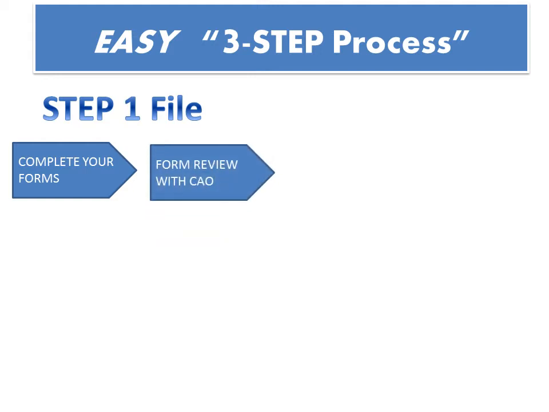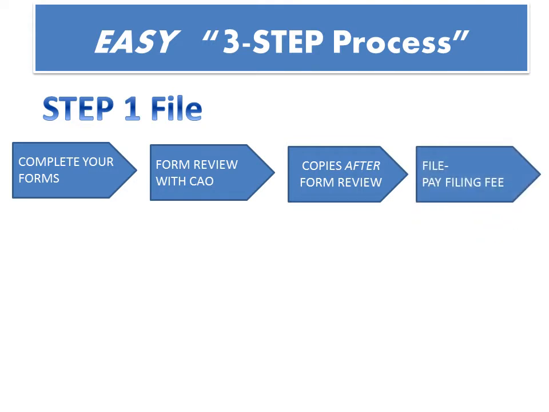So let's take a little bit closer look at what we do for step 1. First, you're going to want to get your forms. All Court Assistance Office forms are available online for free, or you can get them by email from your local court assistance officer, or you can come into the courthouse and purchase them for a fee. Once you get your forms, you're going to fill them out. Make sure you use black pen, and then you can have a court assistance officer review them for you.